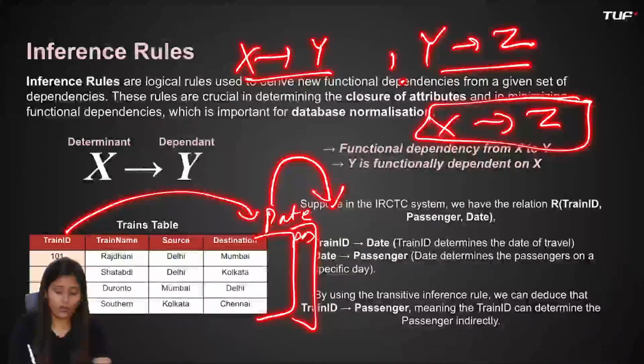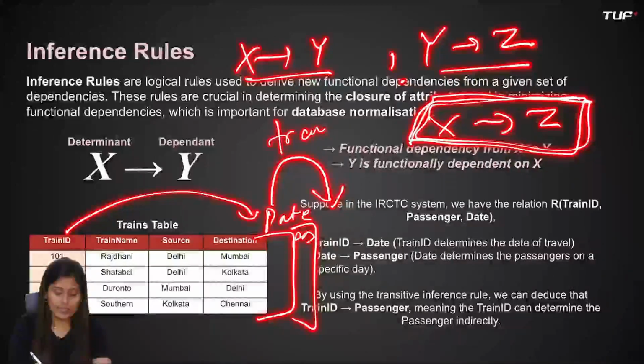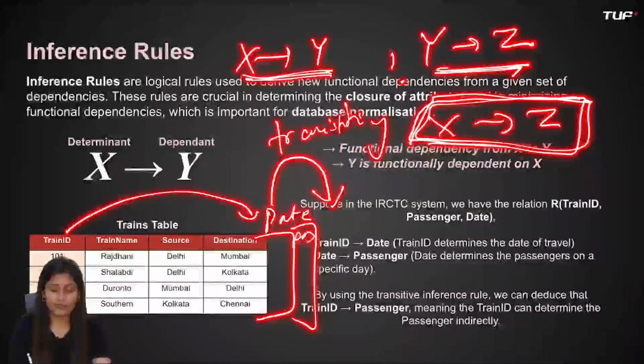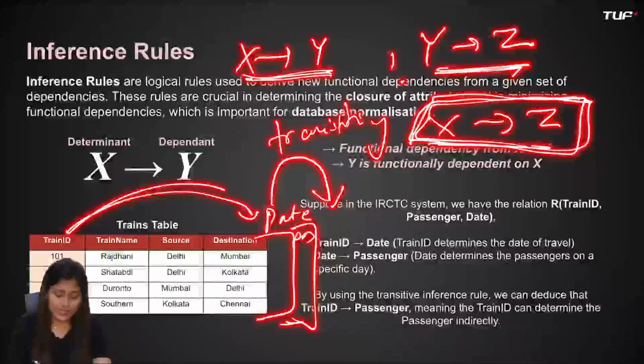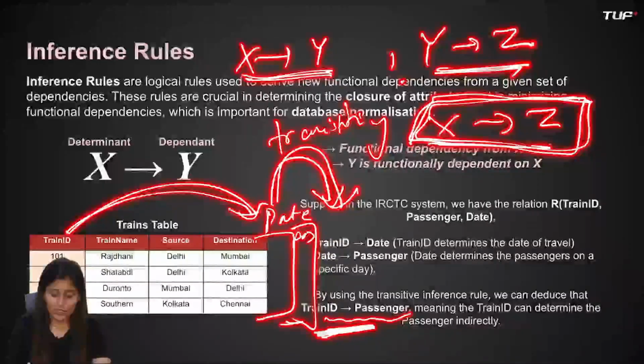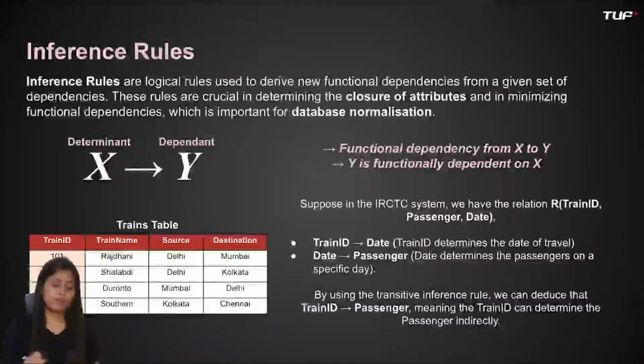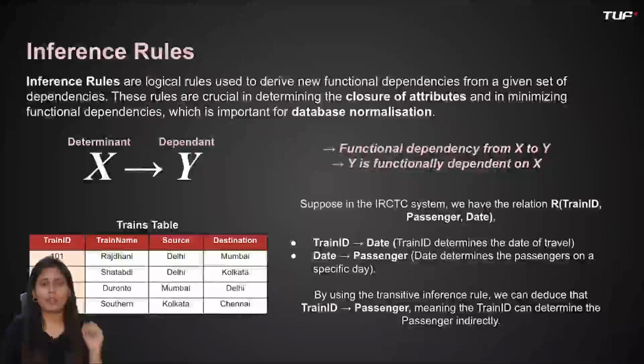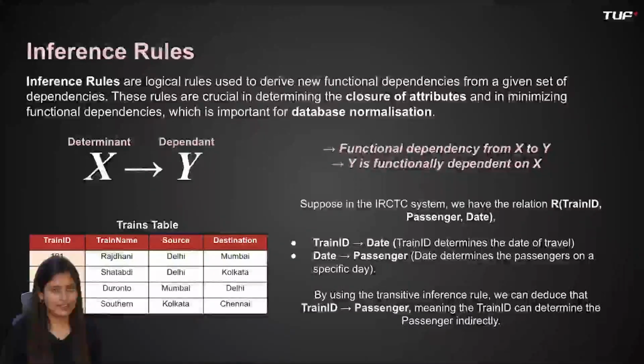So these are the different types of rules. Out of those, with the help of the transitivity rule, we can say that if X defines Y and Y defines Z, X also defines Z. Here train ID defines date and date defines passenger, so we can say train ID directly defines passenger, meaning the train ID can determine passenger indirectly. These are the different inference rules, and we have already learned about 7 different types in our previous lecture. If you have missed it, I request you to go and check that video and learn these things, then come back to this video.